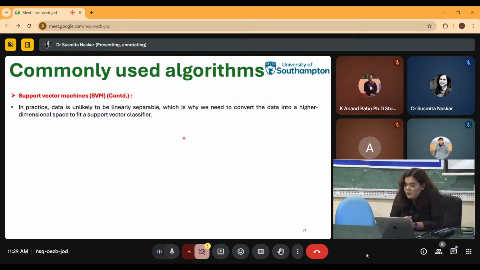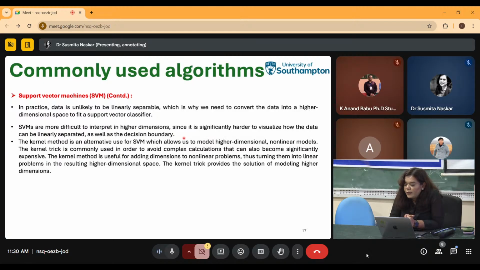To handle this, we project the data into a high dimensional space where it becomes easier to find a separating hyperplane for the support vector classifier. However, working in a higher dimension brings challenges as well. Support vector machines become harder to interpret, and calculating these high dimensional transformations directly can also be very computationally expensive.